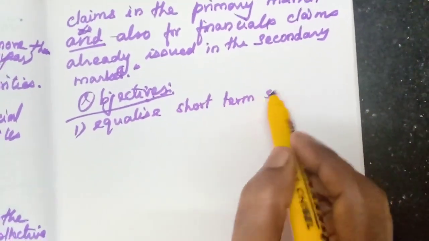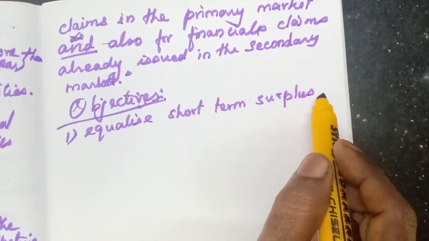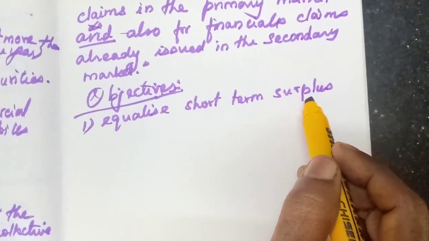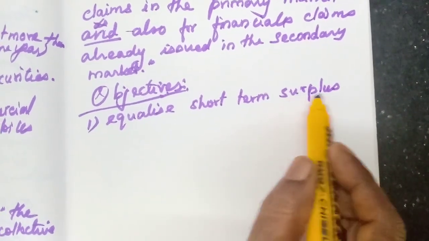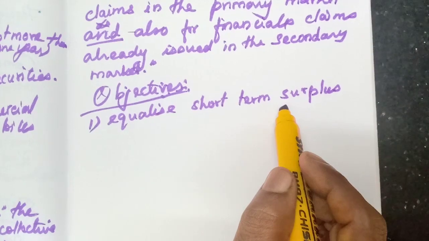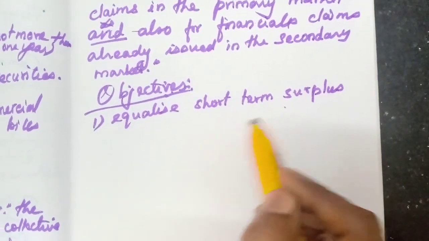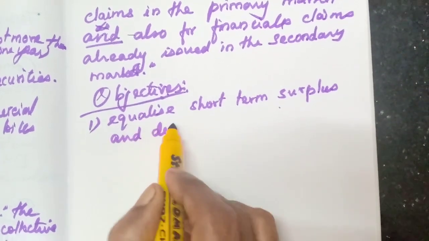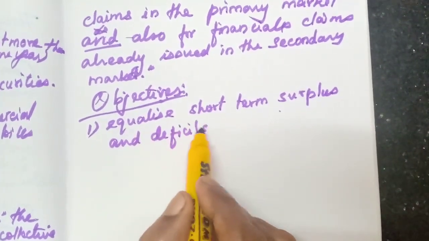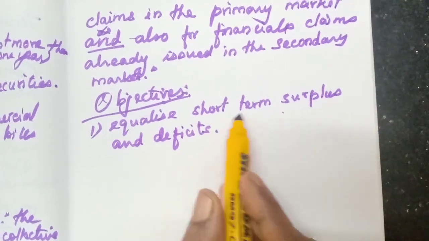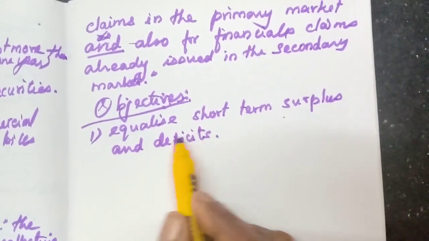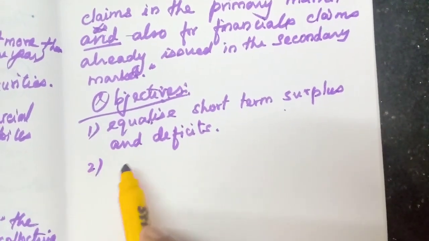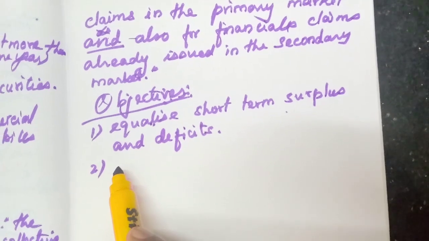Short-term surplus. Because one business organization or financial institution may have surplus short-term funds. So, short-term surplus and deficits. Another institution will be suffering because of a deficit of short-term funds. So, these two will be equalized by the money market. Understood? That is the main objective. They have to equalize.